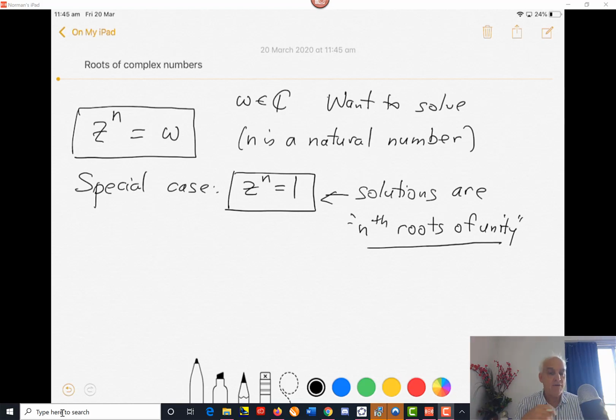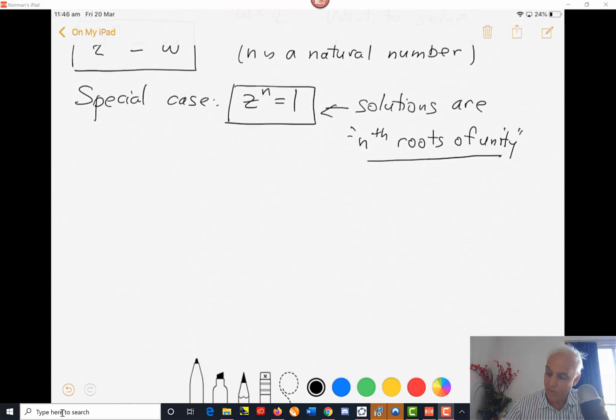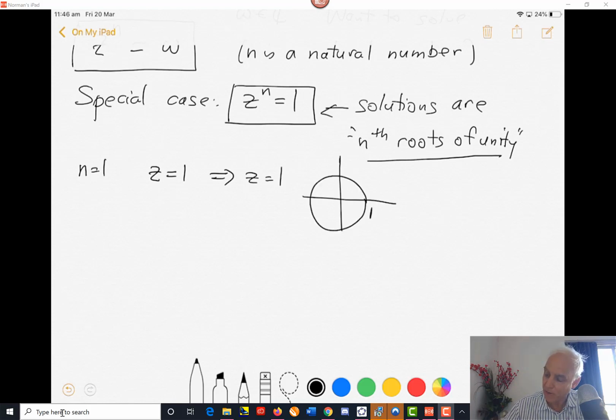Okay, so let's have a look at this equation for simple values of n. That's an instructive place to start. So when n equals 1, well, then it's a pretty simple equation, z equals 1, and there's only one solution to that, which is z equals 1. So on the complex plane, I might actually draw our unit circle, which we like a lot, okay? And so the solution here is just that point there.